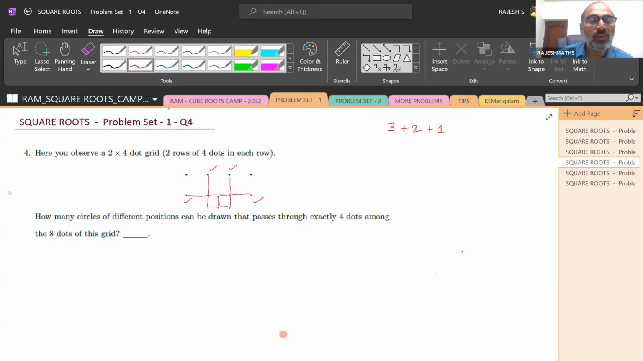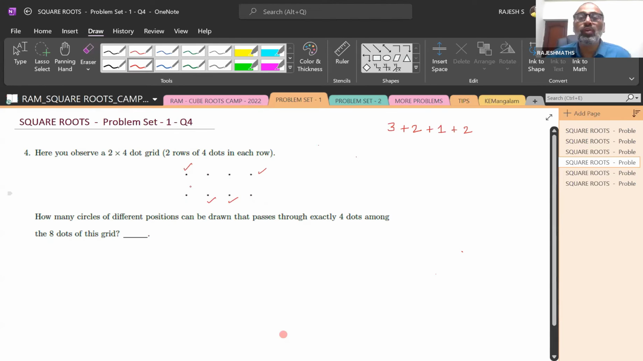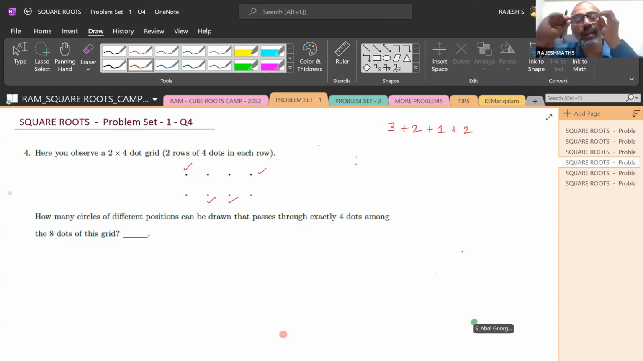The same way, another possibility is, instead of this, the corner 2 in the bottom and the middle 2 on top. Or you have the middle 2 in the bottom and the corner 2 on top. You have a circle, so you get 2 more. So 3 plus 2 plus 1 plus 2, that is 5, 6, 8. Therefore, you get 8 possible circles. So if I give 3 by 4, then you have to be very careful.